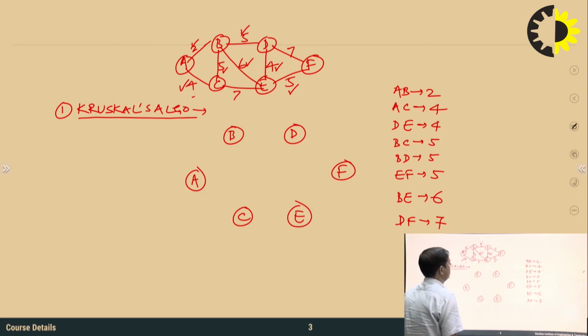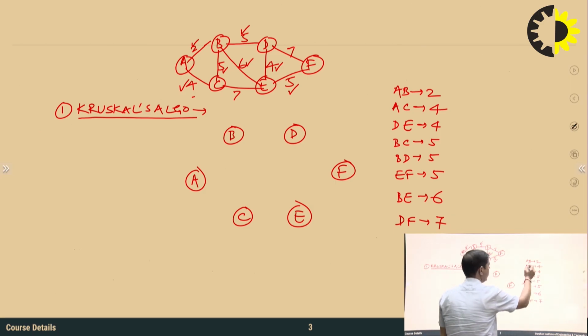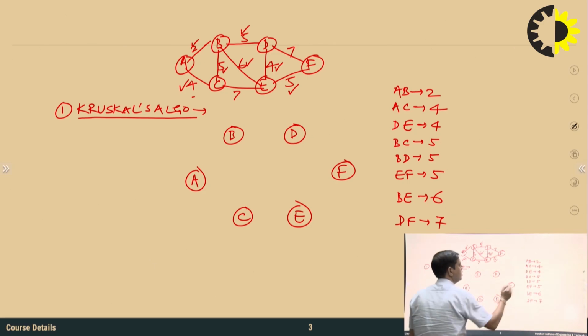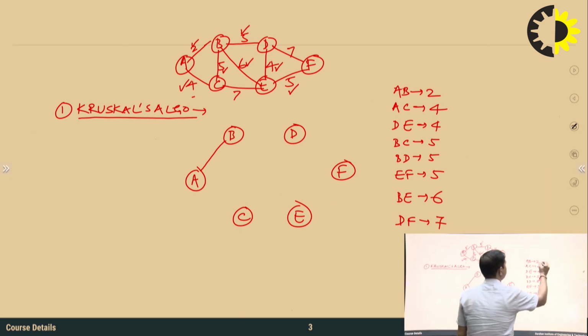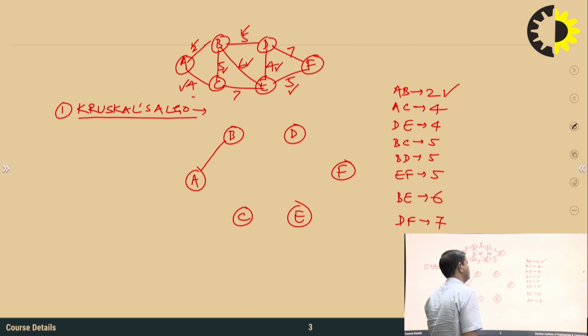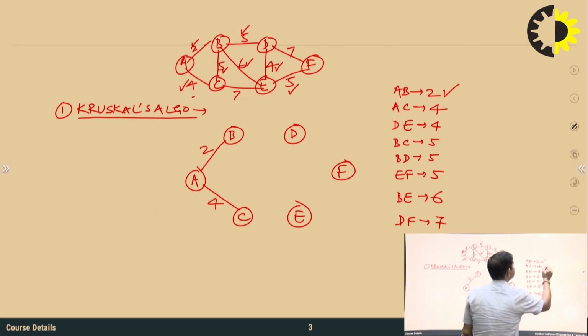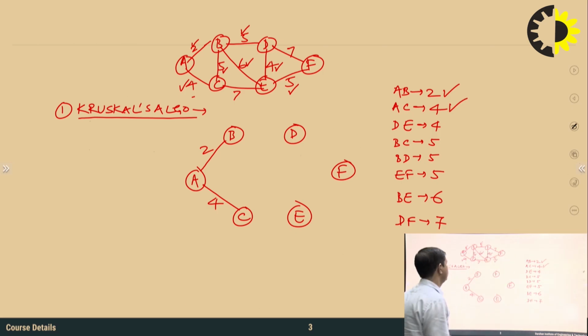ठीक है. Now first of all, minimum weight is this 2, that is for AB. Now if I am connecting A to B, then any cycle is created? No. Then I will connect A to B and we will put a tick that I am using this, and weight is 2. Then AC, if I am connecting from A to C, any cycle created? No. And weight is given 4. So just I am putting a tick on AC.